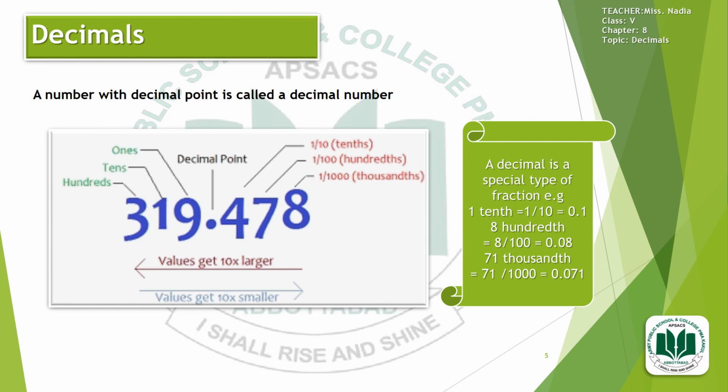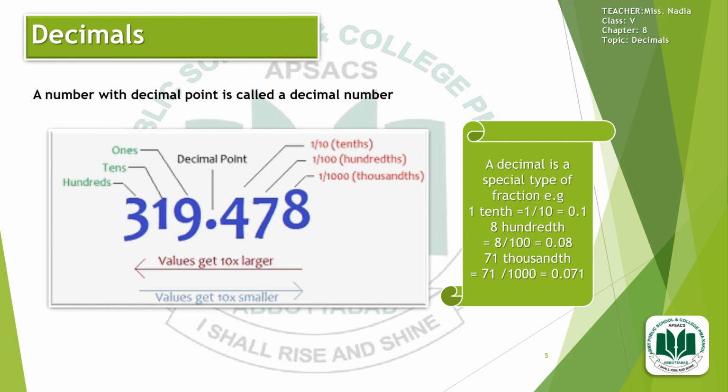So a number with decimal point is called decimal numbers. And moving towards left, the values get 10 times larger, while moving towards right, the values get 10 times smaller. So a decimal is a special type of fraction. For example, 1/10 can be written as 1 by 10 and 1 by 10 we can write it as 0.1. 8 hundredth can be written 8 by 100 and 8 by 100 is equal to 0.08 in decimal form.